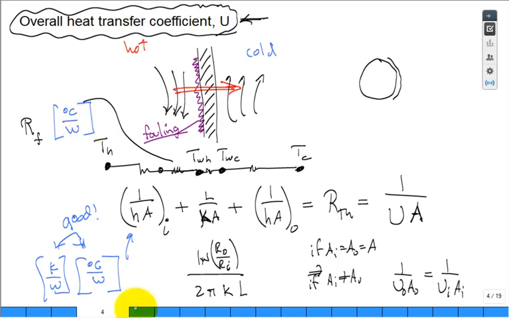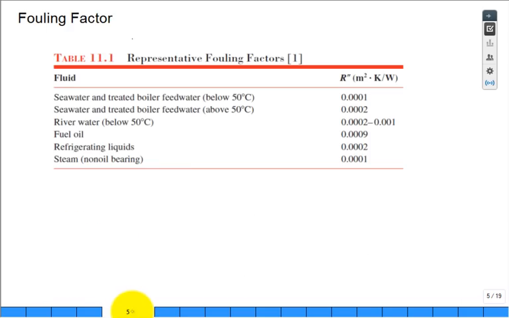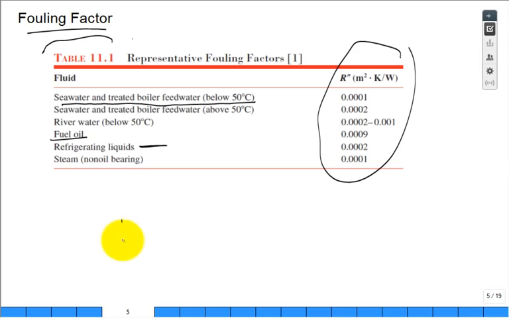Okay, well, let's jump to see how they describe it in the textbook. They have this table for fouling factors. They say, well, you have seawater, boiler feed water below 50 degrees C, here's some fuel oil, here's some refrigerant liquids. These are very highly dependent on how long they've been in service and what exact conditions there are, but they try to give you a sense of them. Take a look at this and look at the symbol. They put R double prime, don't they?